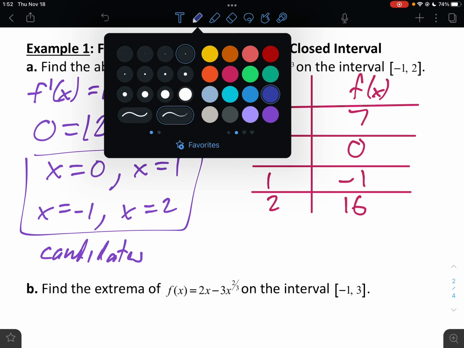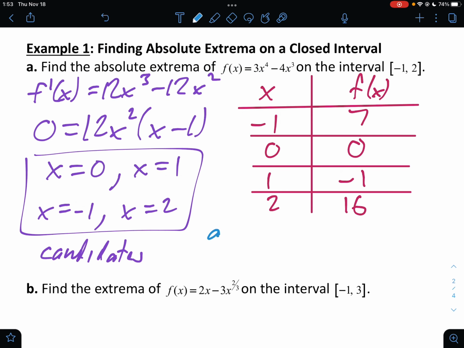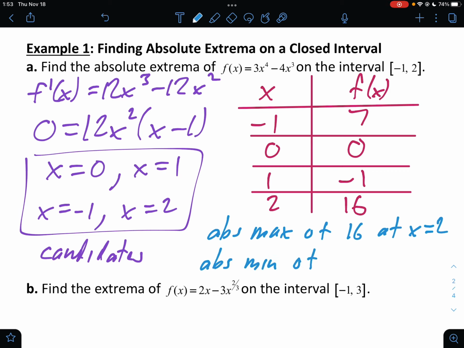Okay, so the absolute maximum of 16 at x equals 2, and the absolute minimum of negative 1, and that occurs at x equals 1. Okay? Quick note here on this.